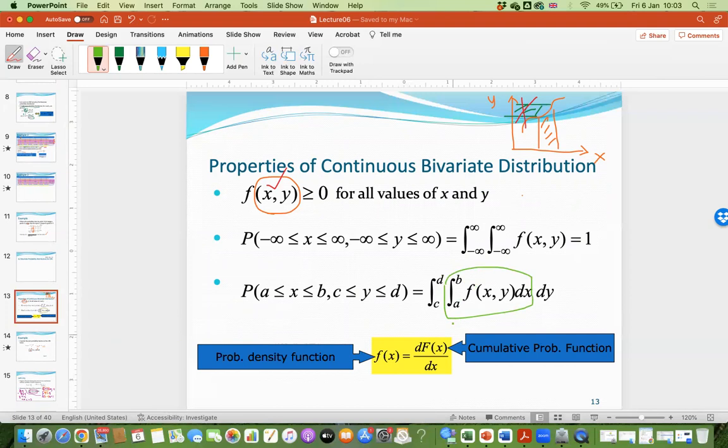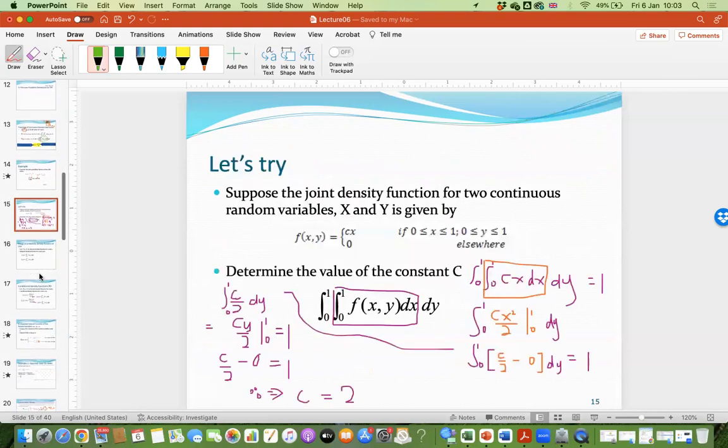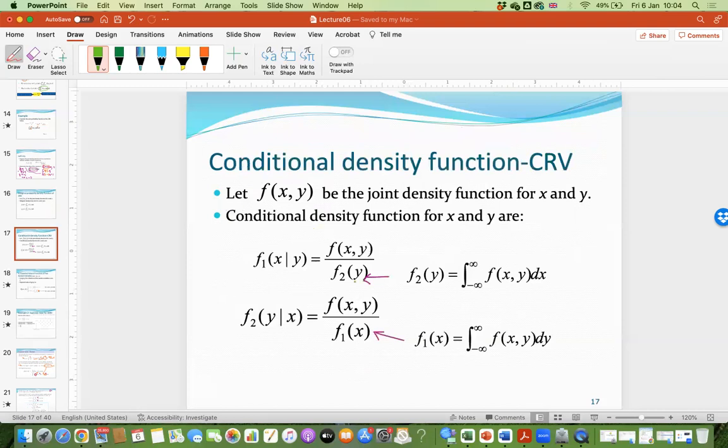And of course, you can differentiate it, and you find back your probability density function. We also learned how to get our marginal probability density function for CRV. So remember, when I find the marginal x, I know x is fixed, y is changing. Therefore, it's integration with dy. For the marginal of y, my x is changing. Therefore, I do the integration by dx. Okay? Pretty simple.